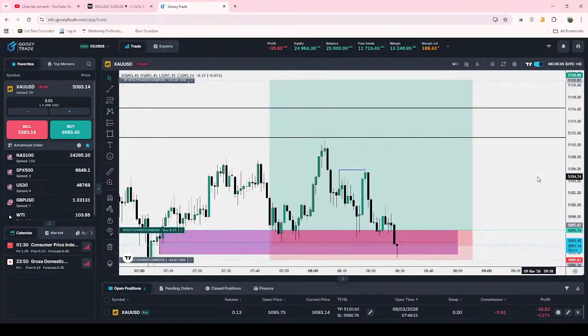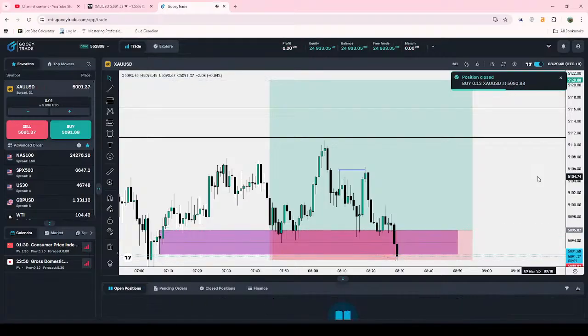Well, our SL was saved by just a few points, but the candle is still open, and let's see where it closes. If the candle closes inside, or it will go taking our SL. Yeah, it took our SL. So we are in losses of $63.